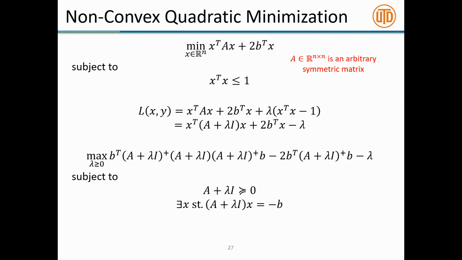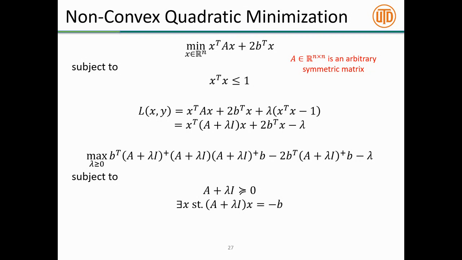What we just showed was that the result we had from before: if A plus lambda I is positive semi-definite, then A plus lambda I times x equals minus b has a solution, or the problem is unbounded from below. So if A plus lambda I is not positive semi-definite, there is never a solution to the minimization problem, right?